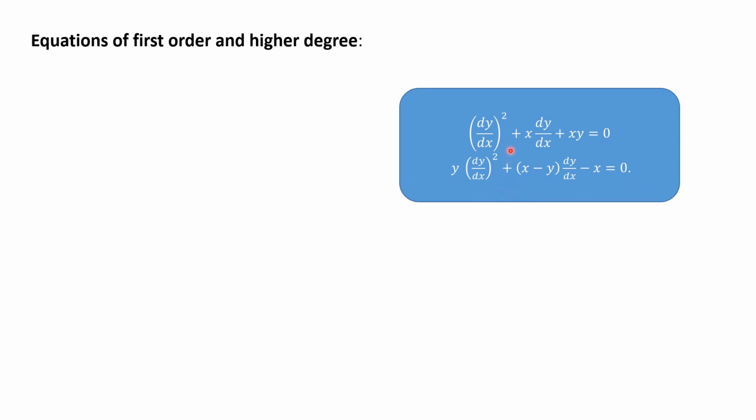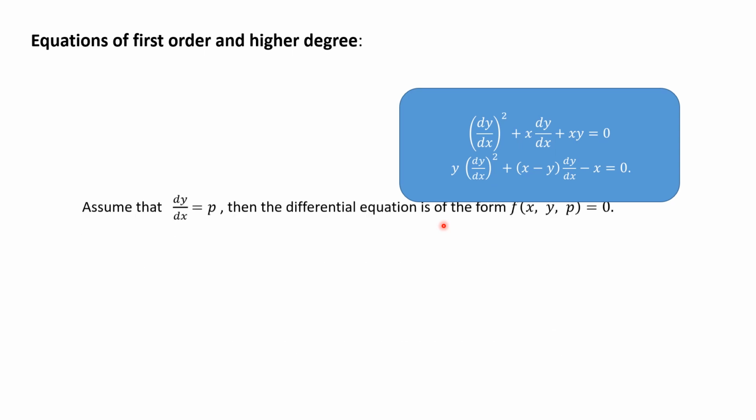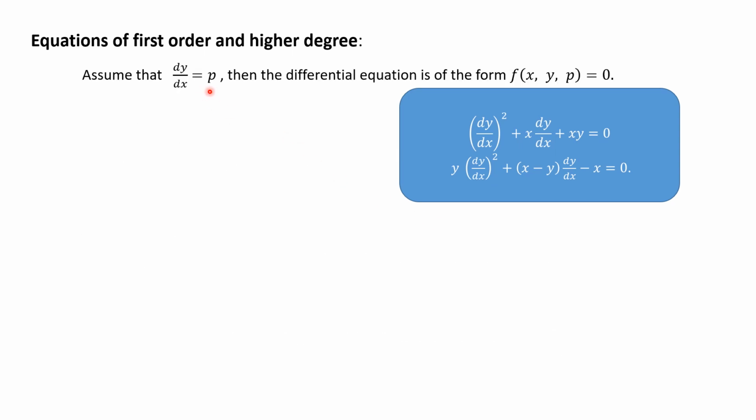So we take dy by dx equal to p. Here onwards we write the equation by taking dy by dx equal to p. So let me assume dy by dx equal to p. Then the differential equation is of the form f of x comma y comma p equal to 0. So that means this is a function of x, y, where x is an independent variable, y is a dependent variable, comma the derivative dy by dx, we denote it as p.